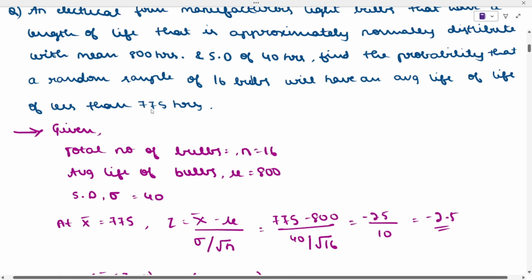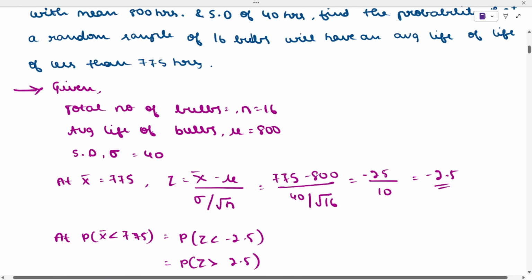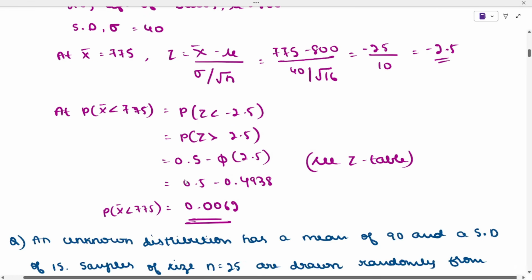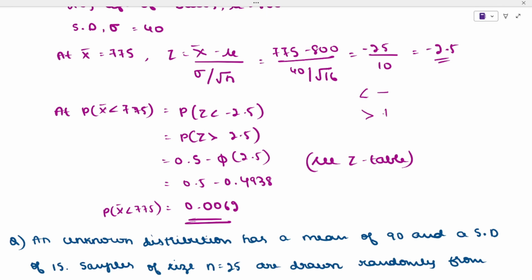Now they have asked for less than 775 hours. When you have to do it for less than, first you find out at 775: substitute the value of x bar as 775, and the rest of the values you know, and you will get minus 2.5. If you get this minus 2.5, you can easily find the probability for less than 775. That is, it should be less than minus 2.5. That means it should be less than minus or greater than plus. That is the logic here.